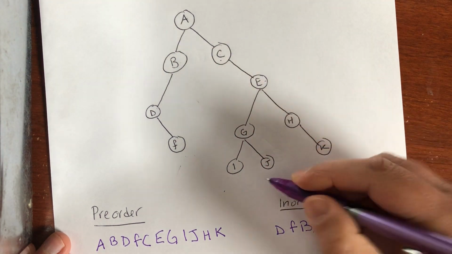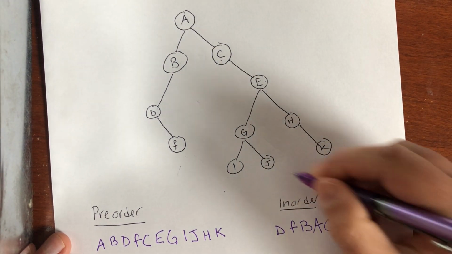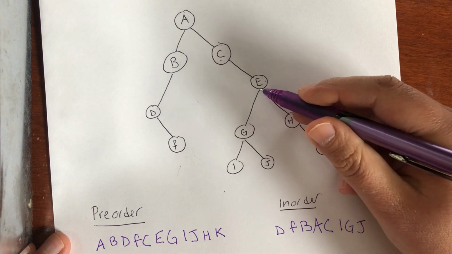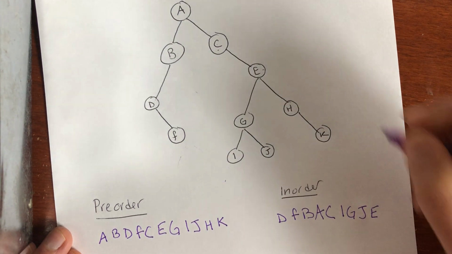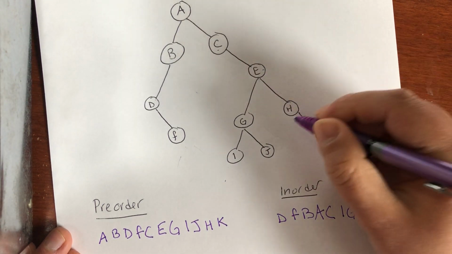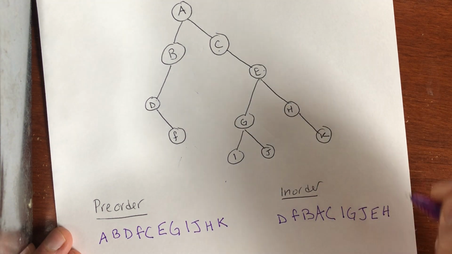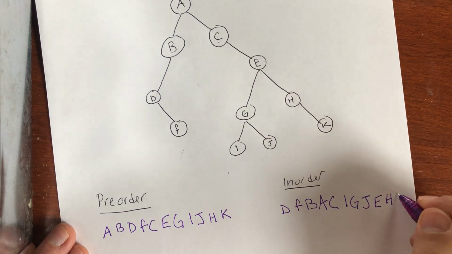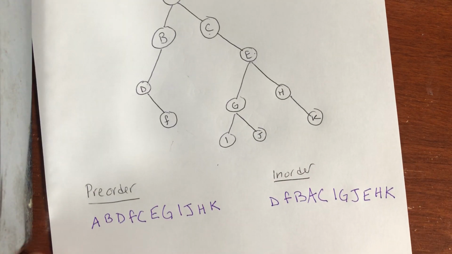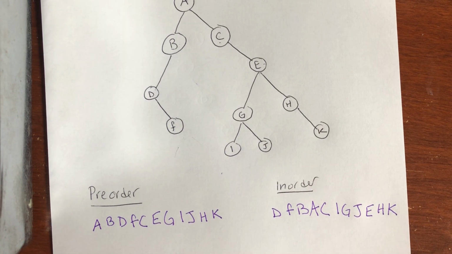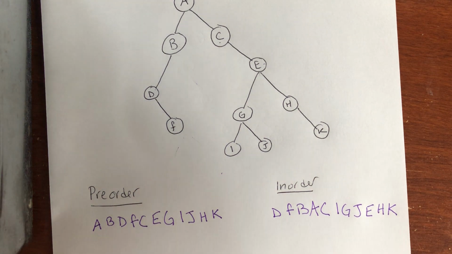I go to the right. I can't go left, so I print J. I can't go right, so I go all the way back up to E. Finally, I go to the right for H. If I could go left, I would, but I can't, so I print H. And then finally go to the right, and all that's left is to print K at the end. So this gives me the Inorder traversal of the tree. We'll do a few more practice problems in the exercises.